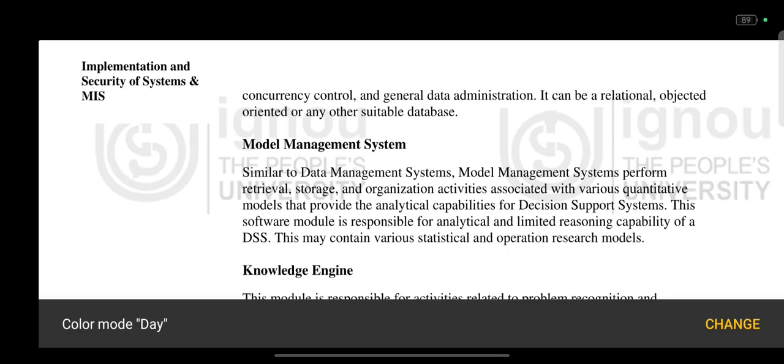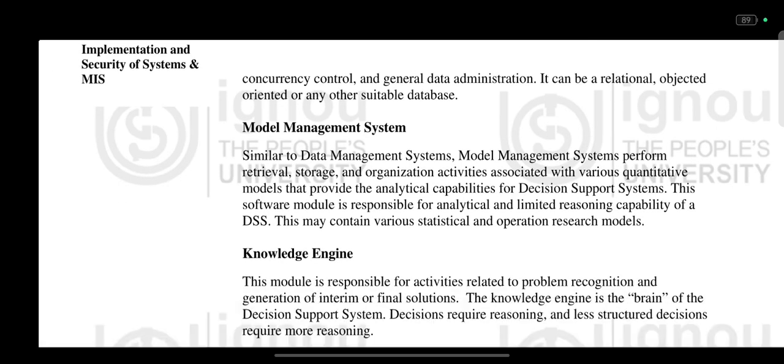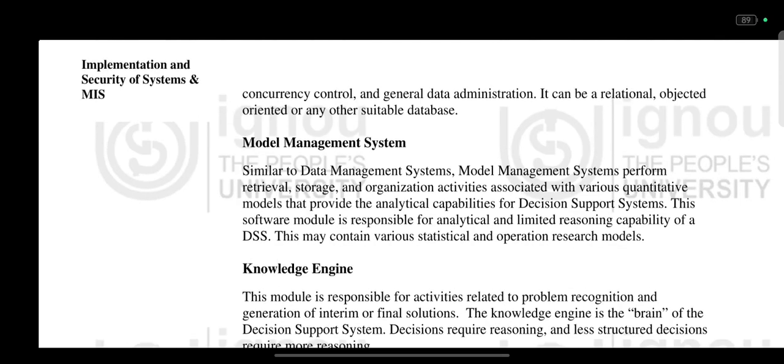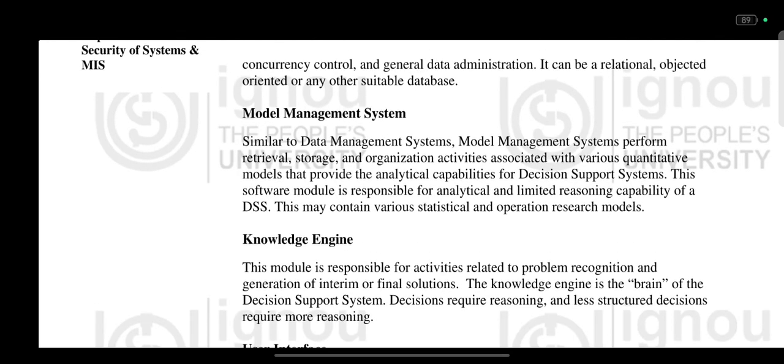Now we can see currency control and general data administration. It can be a relational, object-oriented or any other suitable database.